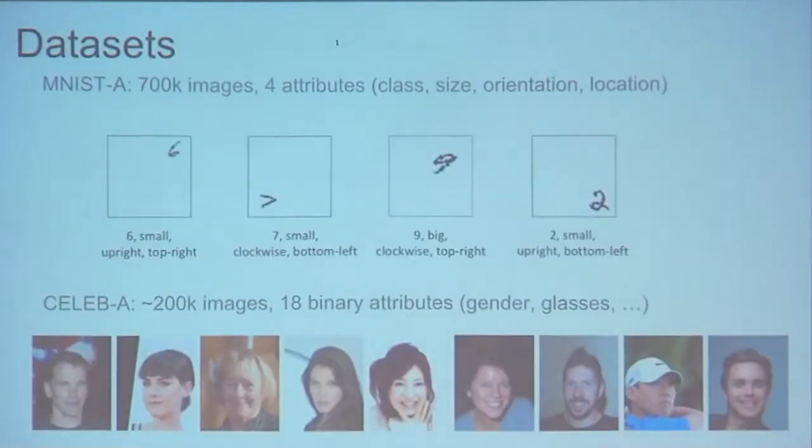Okay, so we fit it to data, and so what data are we going to use? We have a version of MNIST that we call MNIST with attributes, where you take MNIST digits and you tile them in a larger canvas, and then you specify an attribute vector with four attributes that controls where they are and what orientation and so on.